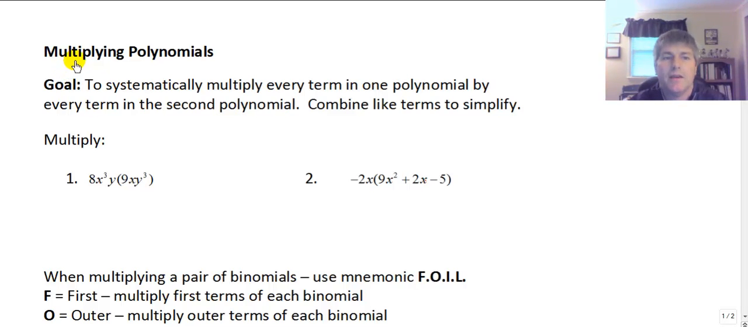Welcome back. In this video, we're going to talk about multiplying polynomials. And our goal here really is to systematically multiply every term, or maybe even every factor, in one polynomial by every term in the second or third polynomial. And then finally, we'll combine like terms and simplify.